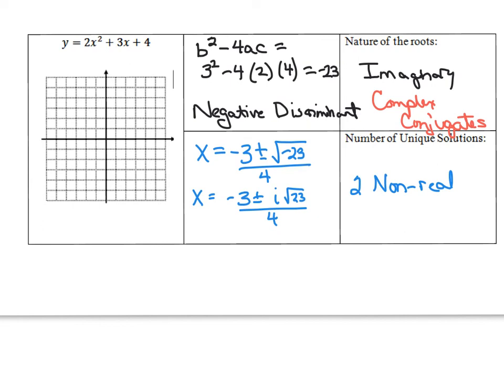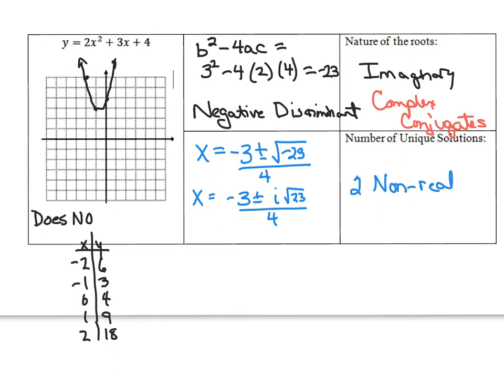Now, take a look at your graph of this. Take a minute to enter the equation into your graphing calculator and make a table of values, and then go ahead and plot the points and come back and see if it matches with mine. Notice the difference. When I graphed this parabola, this was the only situation when my graph does not cross the x-axis.